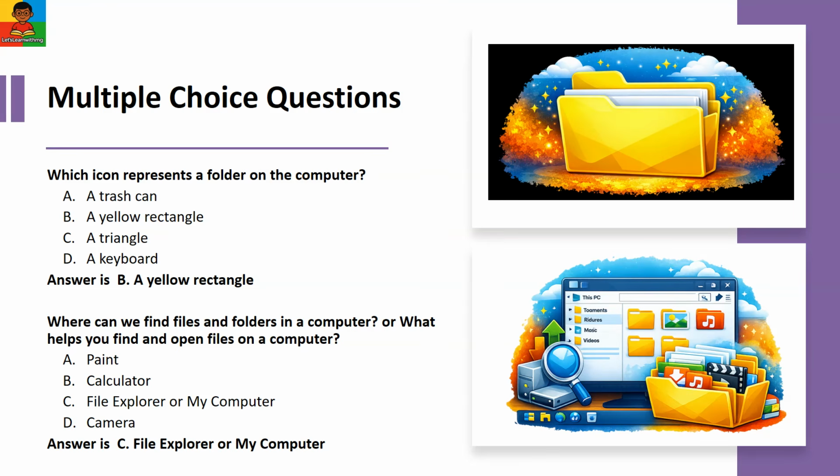Question 6. Where can we find files and folders in a computer? Or what helps you find and open files on a computer? A. Paint, B. Calculator, C. File Explorer or My Computer, D. Camera. The correct answer is C. File Explorer or My Computer.